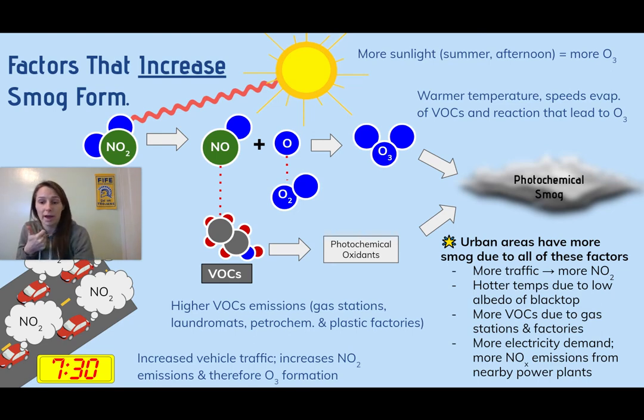In urban areas, we have more traffic, which means more nitrogen dioxide. We have hotter temperatures because of the low albedo of blacktop, cement and buildings. You're also going to have more VOCs because there are more gas stations and more factories in a compacted area. You're also going to have more electricity demand, and so more NOx emissions from nearby power plants in order to supply more people. So in urban areas, we get a lot more photochemical smog formation because all these factors occur there.